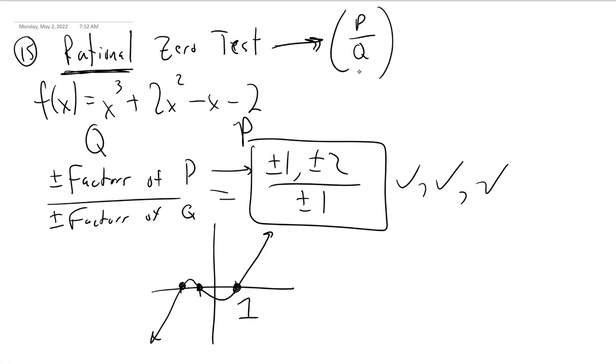So if it's real zeros and they're rational, then they have to be in that list. So again, P over Q is probably more how you remember it. But P is the constant, Q is the leading coefficient, and the rational zero test says take plus or minus all the factors of P over plus or minus all the factors of Q. So this guy right here is what we're looking for as an answer there.